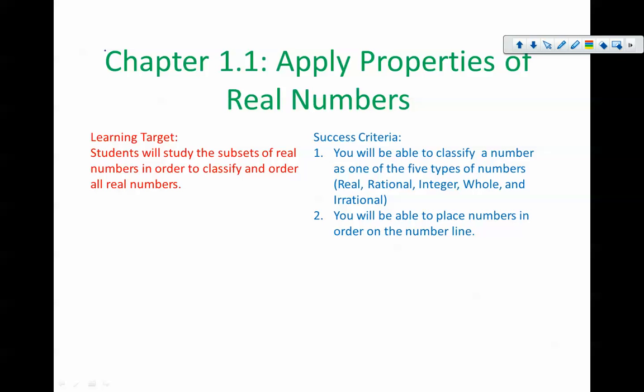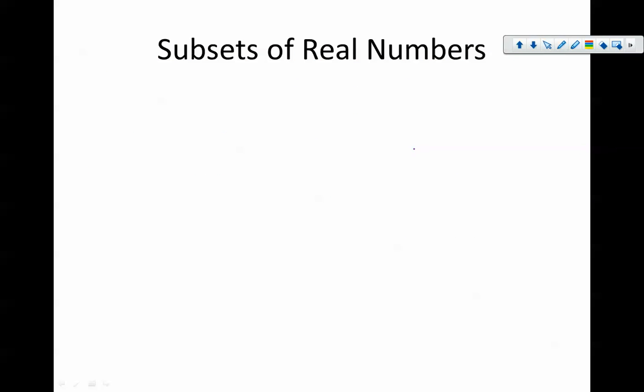In this first section, it's going to be a little bit shorter. What we're looking at is the subsets of real numbers so that we can classify and order them. By the end of this video, you should be able to classify a number as one of its 5 types: real, rational, integer, whole, or irrational. You should also be able to place numbers in the appropriate place on the number line. So let's take a look at those definitions.